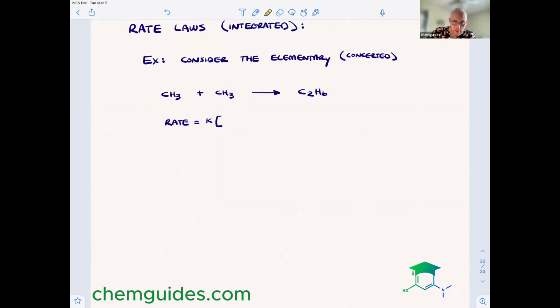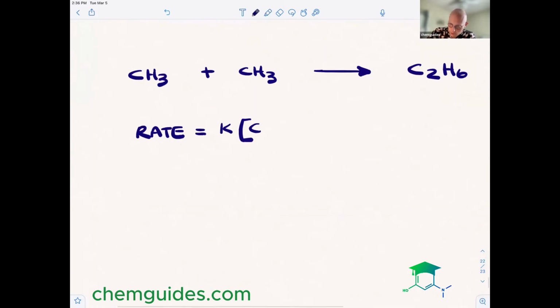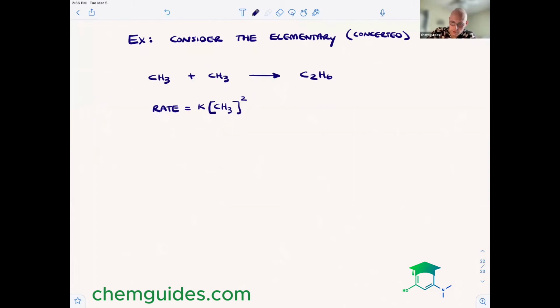And another way to write this would just be to have two molecules of CH3, right? So if it's elementary, we need to include CH3, that's the reactant, instead of the generic A. And the exponent here would be 2. It's second order because there are two copies coming together to make the product. And we know they have to both be in the rate law because they're reacting through a single step. I'll show that with an energy diagram.